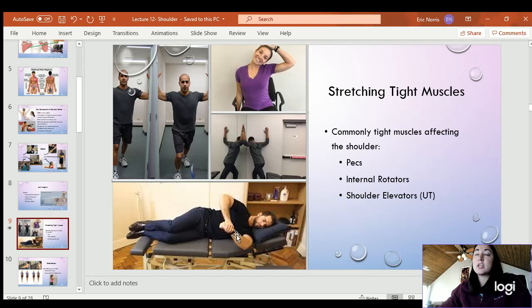No, he's stretching into internal rotation so he's really stretching the external rotators. He's increasing his internal rotation. But internal rotators are also tight, so you could go the opposite way. You can do the opening stretch. You can do that in a doorway as well, kind of stretching into external rotation. And then your shoulder elevators, primarily the upper trap. So she is doing the upper trap stretch to loosen that up.